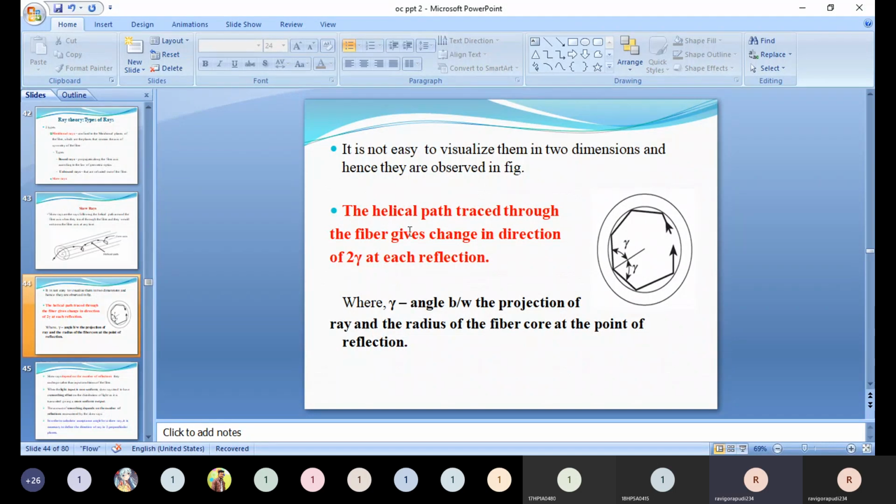So here he has mentioned the helical path, that red line, second point here I am explaining. The helical path traced through the fiber gives change in direction of 2 gamma at each reflection. At each reflection, it is giving the angle of 2 gamma. Gamma is the angle between the 2 projections of the ray.